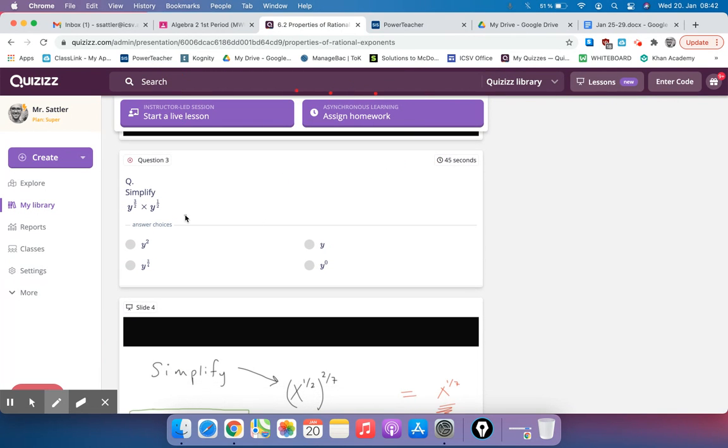So this is a question for you to try. Y to the 3/2 times y to the 1/2. So again, add the exponents. 3/2 plus 1/2. They already have the same denominator. So then we just add the numerators and simplify. Okay, and so that's the exponent. So y squared. Y to the 3/2 times y to the 1/2 is y squared.